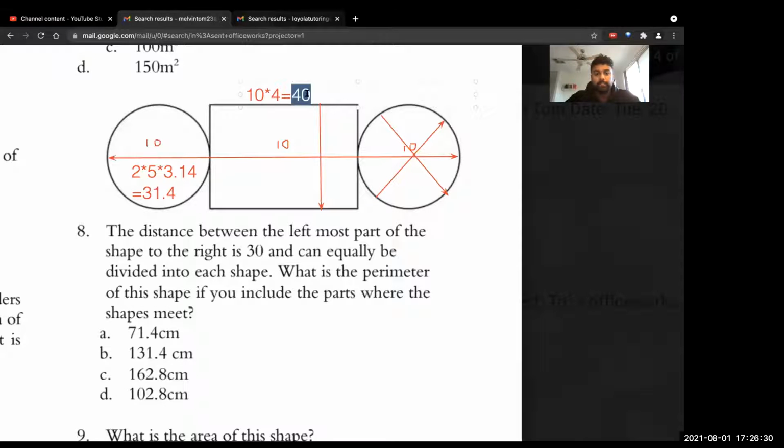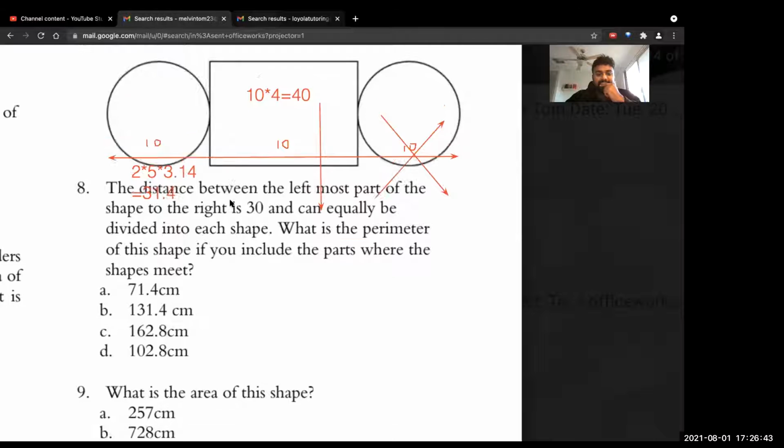So the answer to find the perimeter is 40 plus 31.4 plus 31.4. And that is equal to? 102.8. Perfect.